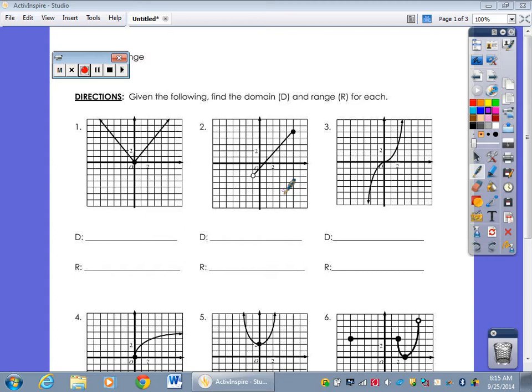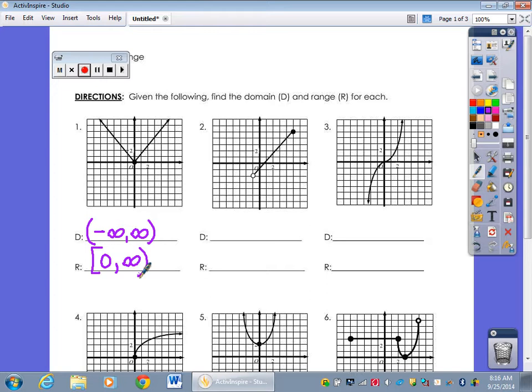So if you look at number 1 and you go from left to right, since you have arrows, that graph goes on forever towards the left and forever towards the right. So your domain is going to be negative infinity to infinity. And they're going to use parentheses. Your range is going to be from 0, zero included, up to infinity, because the very bottom is at 0 and it goes on forever towards infinity.